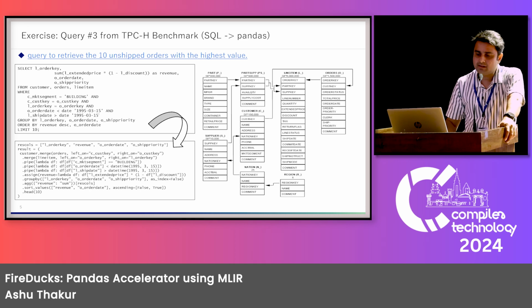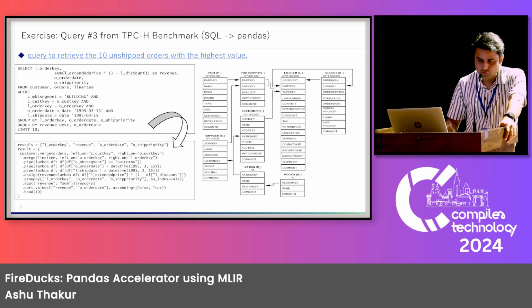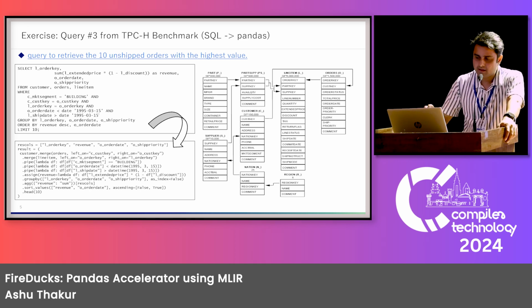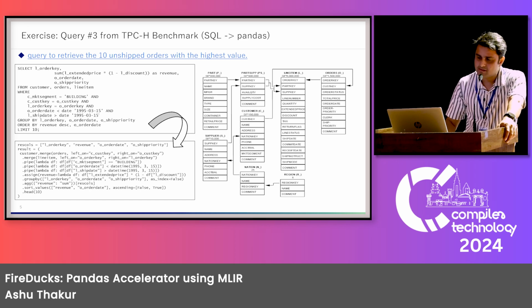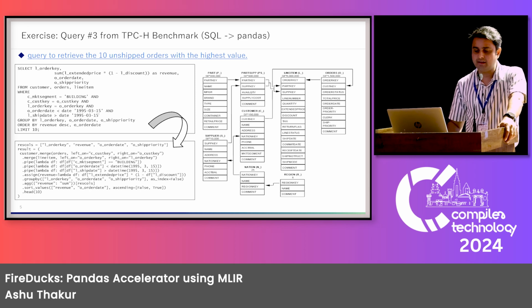And then we are creating a new revenue column by multiplying the extended price with the discounted price so that we can get the highest value. Similarly, we can apply this method using the assign method in Pandas. And then we will do our group by operation for order key, order date, and shipping priority.